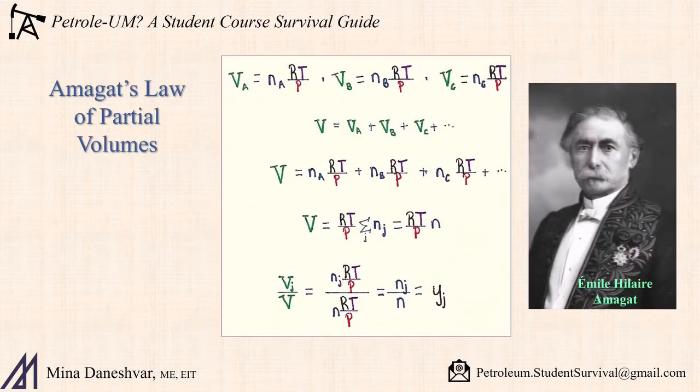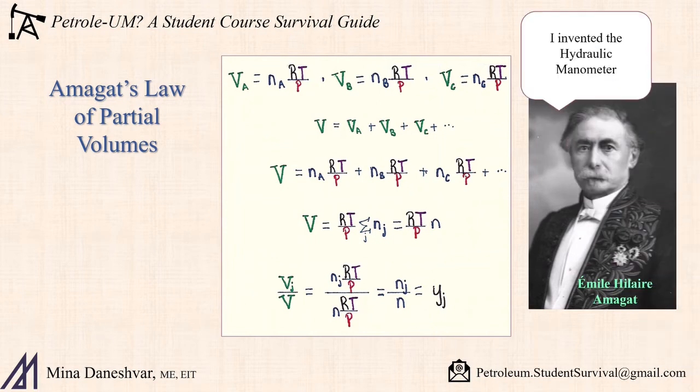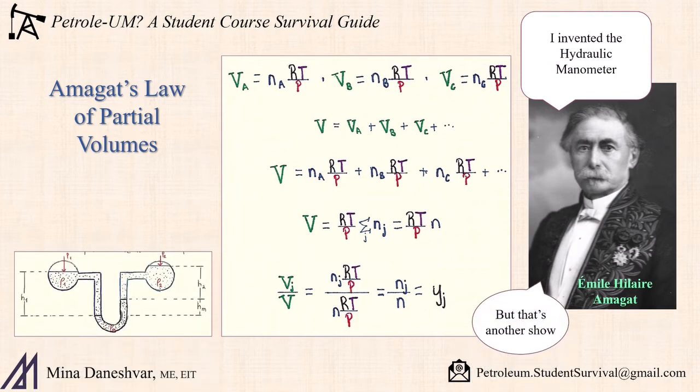Similar to Mr. Dalton, in 1880, Émile Amagat postulated that the total volume occupied by a gas mixture is equal to the sum of the volumes that the pure components would occupy at the same pressure and temperature, also known as the law of additive volumes. The volume occupied by the individual components are known as the partial volumes.